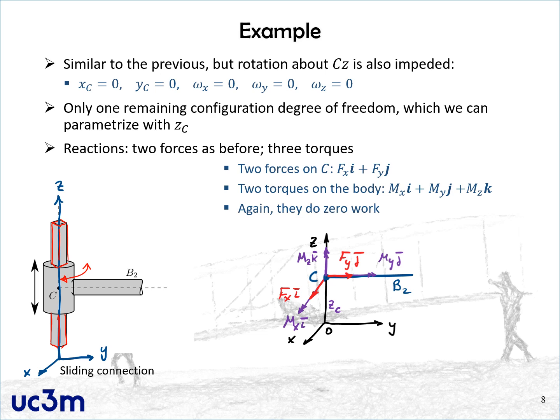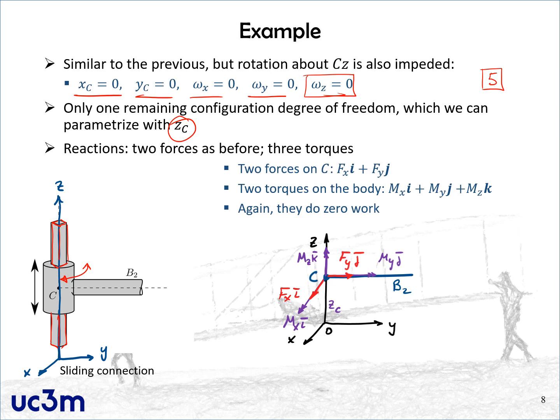That means that the total constraint dimension is 5, and we expect to have 5 equations for the constraint. Indeed, we have the same ones as before, but we have an additional one, which is the fact that it cannot rotate about the z-axis. This means that the rigid body B2 has only one remaining degree of freedom, so it is possible to represent its configuration in terms of just one coordinate. In this case, we can choose, for example, the vertical position of the contact point C.